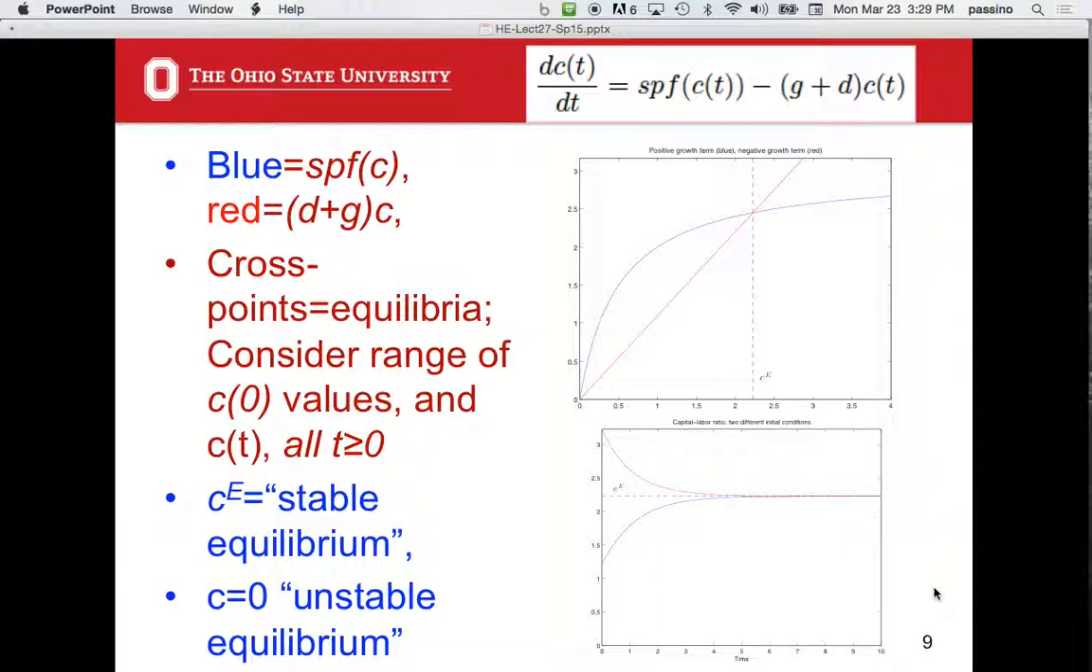But let's put it at 3, C of 0. It starts out with C of 0 at 3. What happens? Yeah, it goes left. In other words, the country gets poorer. Okay? Why? Because its growth rate's too high, and the depreciation rate's too high, to offset how much money's being made, as represented by the production function.